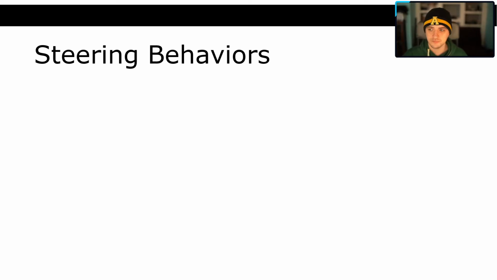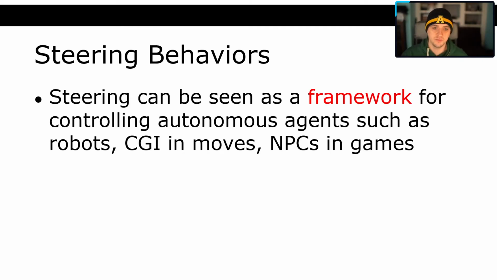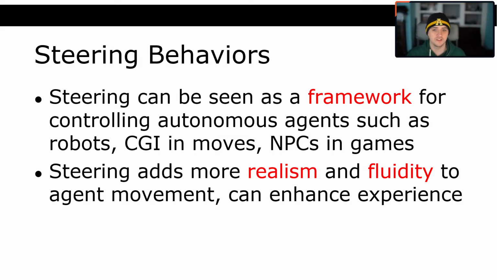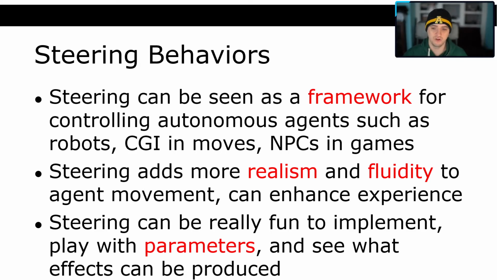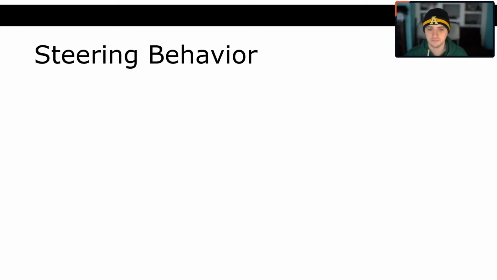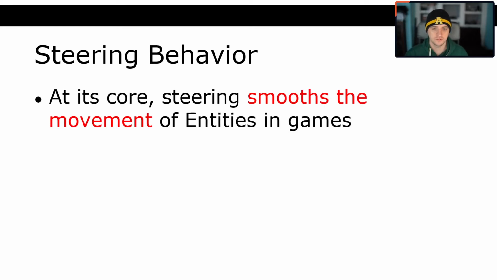Okay. So steering behaviors. Steering can be seen as a framework for controlling autonomous agents such as robots, CGI, NPCs, etc. Steering adds more realism and fluidity to agent movement, and it can really help enhance the experience in a game. And steering can be really fun to implement. You can play around with a bunch of different parameters and see what effects can be produced. At its core, steering smooths the movements of entities in games. Well, that's what we're going to be using it for.